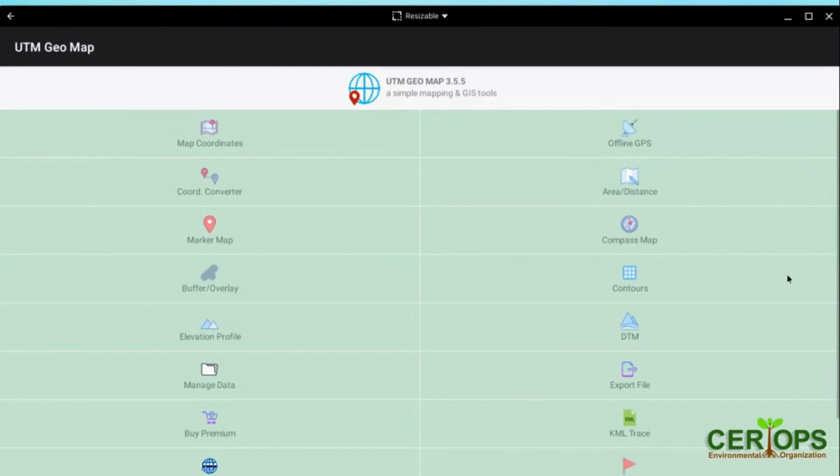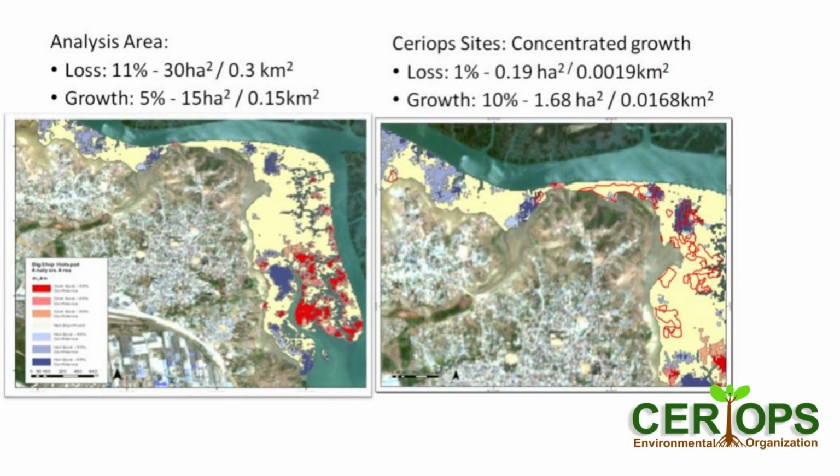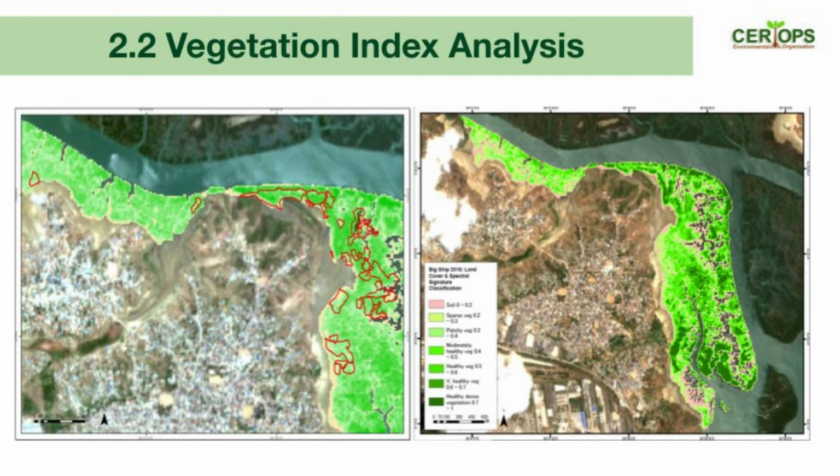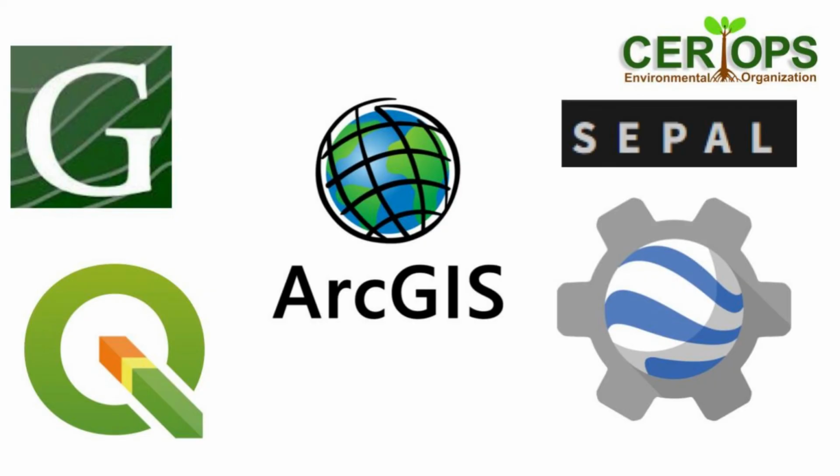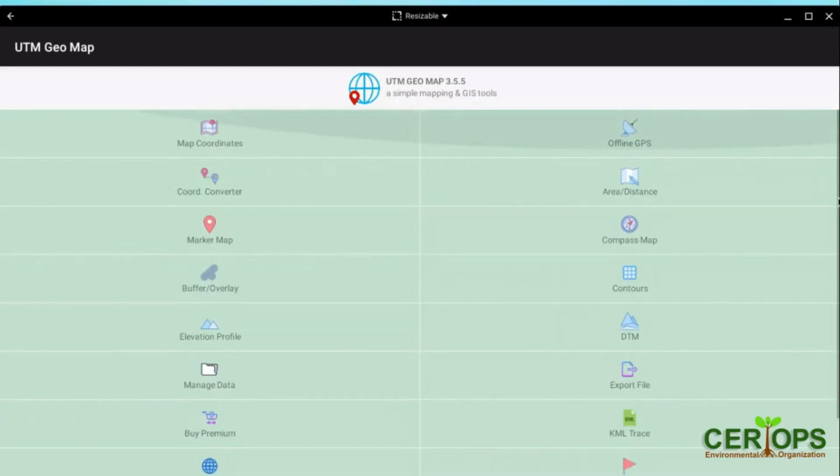The last icon that we'll be interested in is the export file. After we have mapped and collected the data, we need to export the file in a format that we can use for advanced tasks like data analysis or remote sensing using GIS tools and software like ArcGIS, QGIS, SEPAL, Google Earth Engine, and so forth.